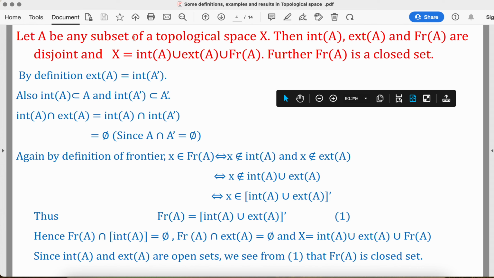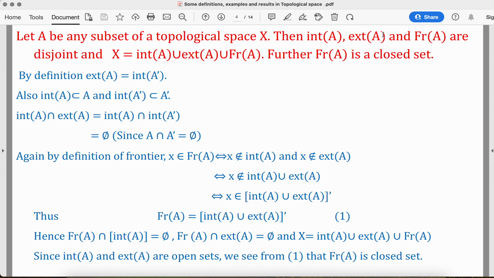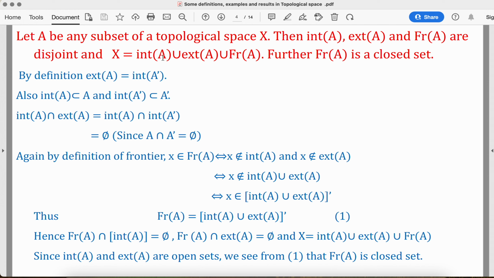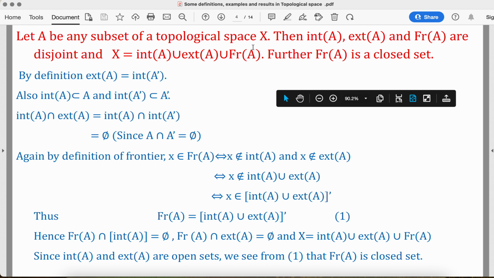Now one more result. Let A be a subset of a topological space X. Then the interior of A, the exterior of A, and the frontier of A are disjoint, meaning their intersection is the empty set. Also, X is equal to the interior of A union the exterior of A union the frontier of A. Further, the frontier of A is a closed set.